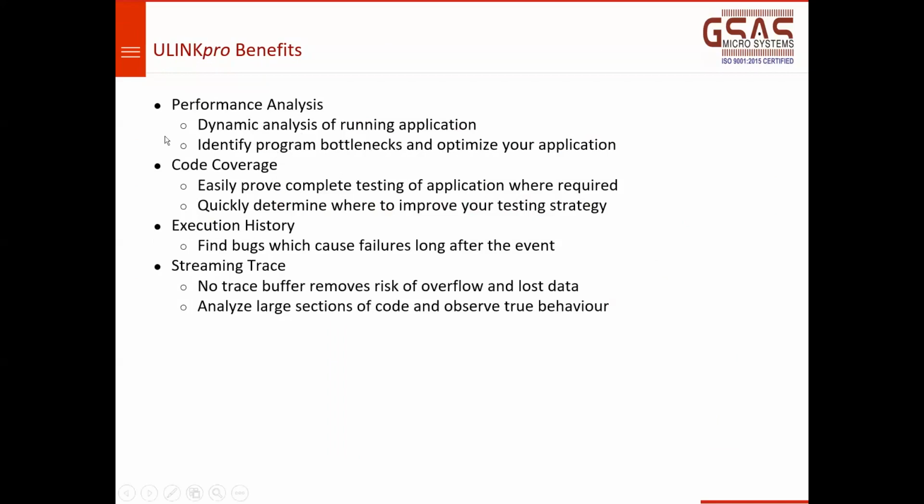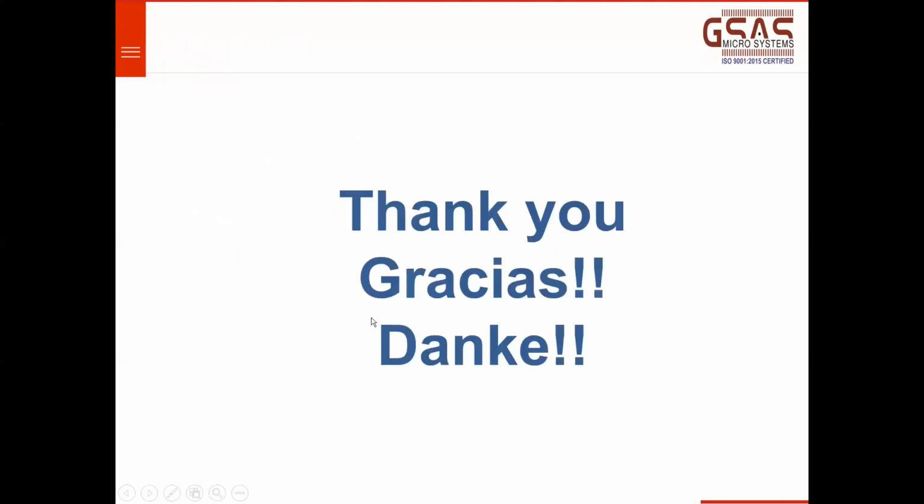Code coverage will actually help you to test your application and to ensure what code has been executed. Execution history will help you to find the bugs or sporadic failures. Streaming trace: there is no trace buffer on the Ulink Pro. All the traces are directly captured and dumped onto the system memory. So this will help you to analyze large sections of code and you can see the actual true behavior.